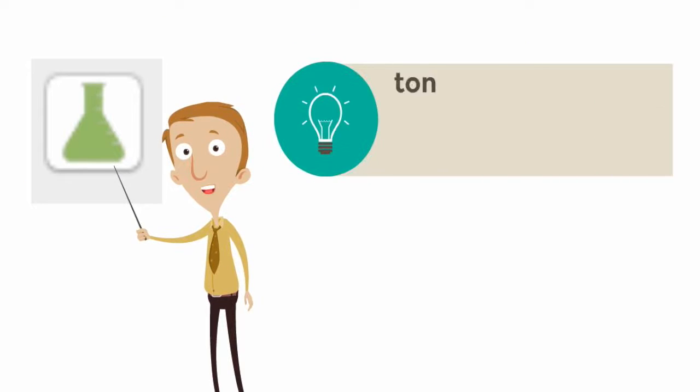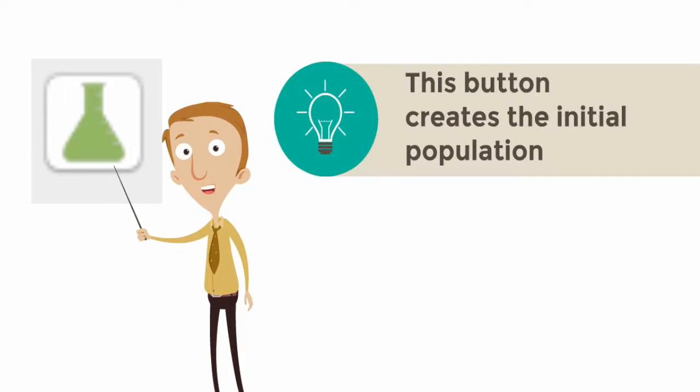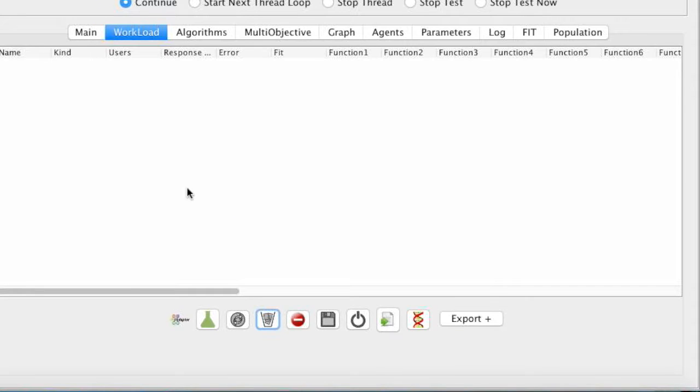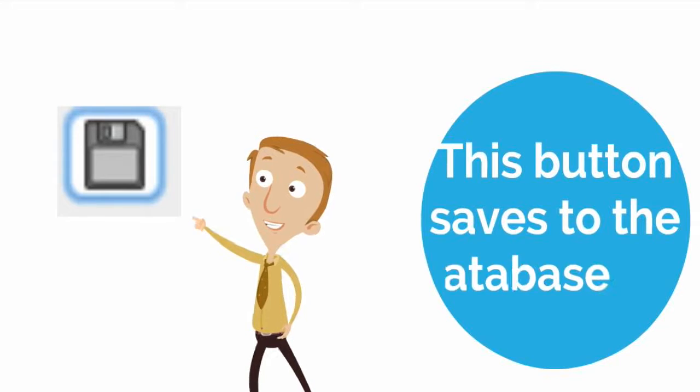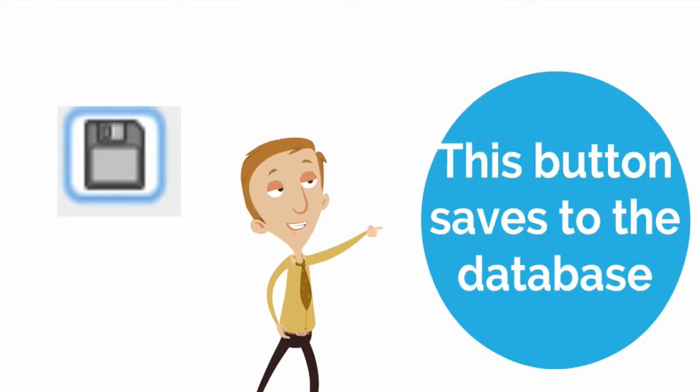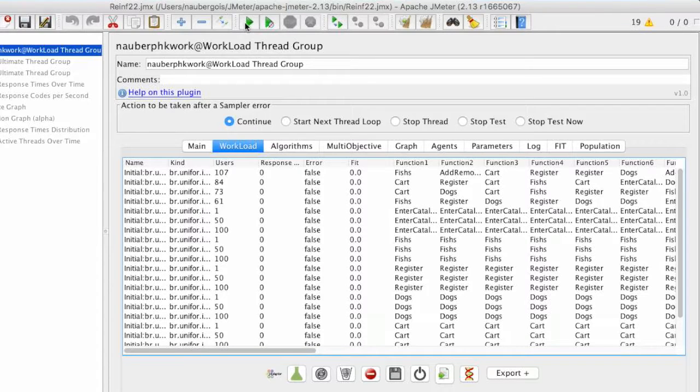This button creates the initial tests. The initial tests are generated trying to cover a minimum and maximum number of configured users. This button saves all the tests and results to the MySQL database. Run the tests using the Apache JMeter.